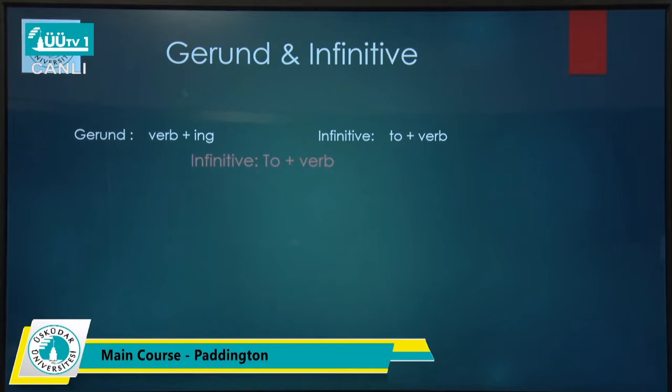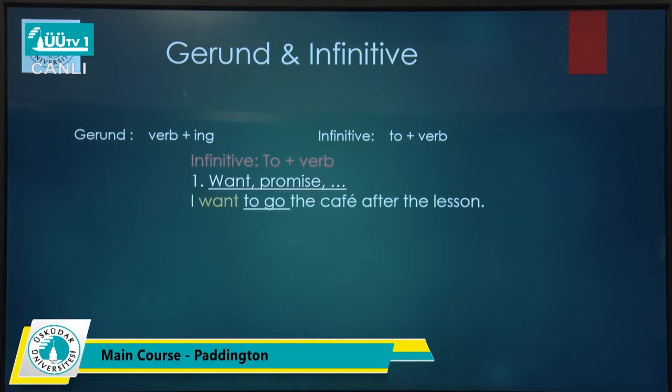Well, normally, as you know, in English, we can't put two verbs beside each other without making a change in the second verb. So, whenever there are two verbs in English beside each other, the second verb should take some changes. Some verbs like want, promise, and many others, after them the verb should get to, so it appears in infinitive form. I want to go to the cafe after the lesson, or the other one, I promise to study more. After want and promise, the verb appeared in infinitive form.